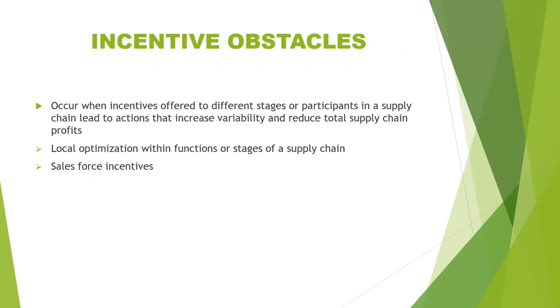The first and foremost obstacle is incentive obstacles. This obstacle occurs when incentives are offered to different stages or participants in a supply chain, and this leads to actions that increase variability among the participants and therefore reduce the total supply chain profits. This also affects local optimization within the functions or stages of a supply chain.